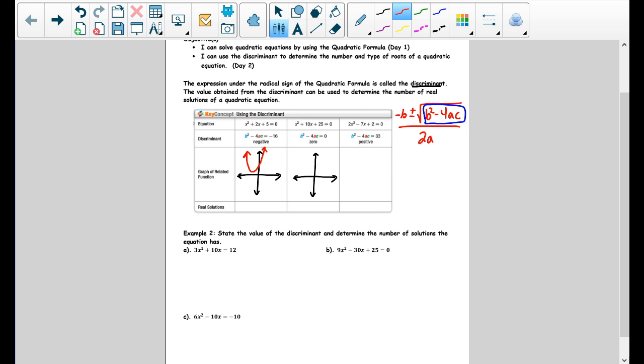This negative discriminant tells me there's 0 real solutions. Okay, so 0 real solutions. Now, let's add one more underneath here, put imaginary. So if it has 0 real solutions, it has 2 imaginary solutions.